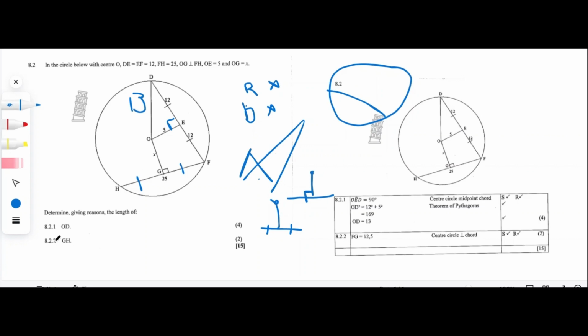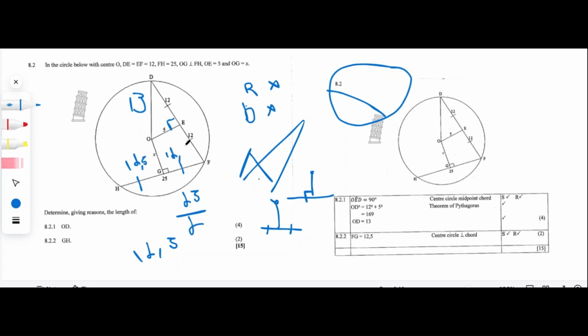And then for the next question, determine, given reasons, the length of GH. Now, you're going to have to apply a bit of knowledge, but it's very easy. We can clearly see that GH is a part of a longer line, HF, and HF is a line that is split into two equal parts. HF's length is 25 units. So if we take 25 and divide it by 2, we're going to get an answer of 12,5. So HG will equal 12,5 and GF is equal to 12,5.